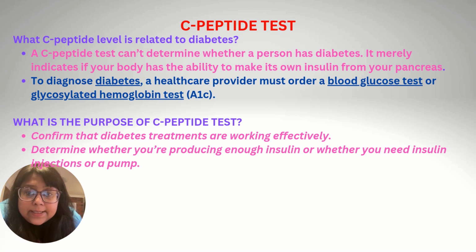A C-peptide test cannot determine whether a person has diabetes. It merely indicates if your body has the ability to make its own insulin from your pancreas. To diagnose diabetes, a healthcare provider must order a blood glucose test or an HbA1c test.